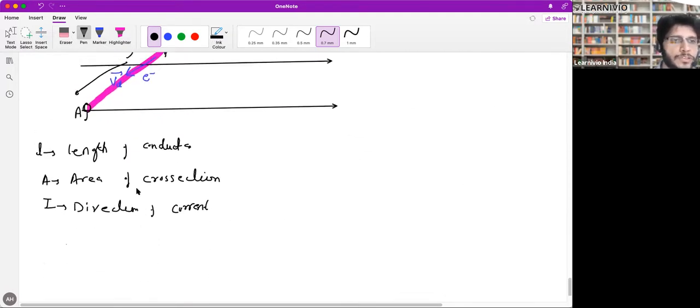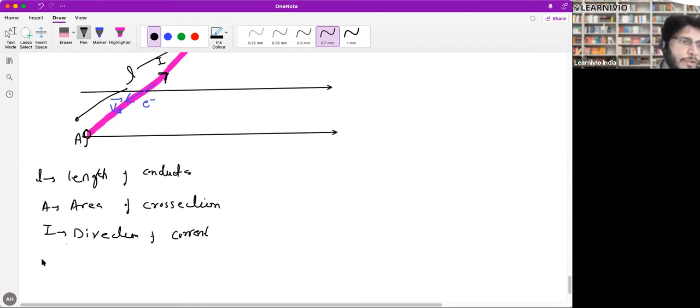Okay. So I is the direction of current. We have one more thing, that is n. n is the number density of electrons. Number density means number of electrons per unit volume.